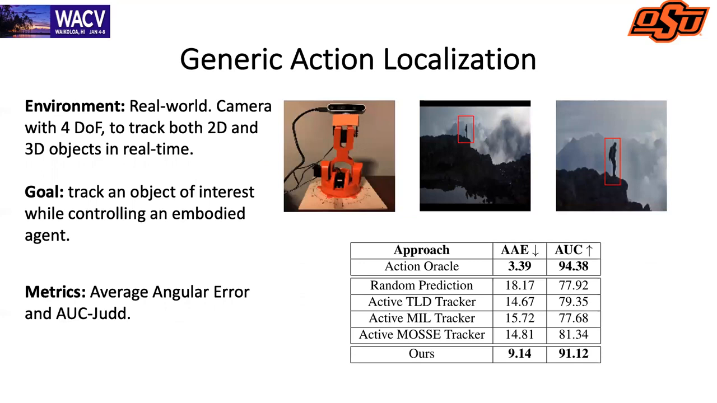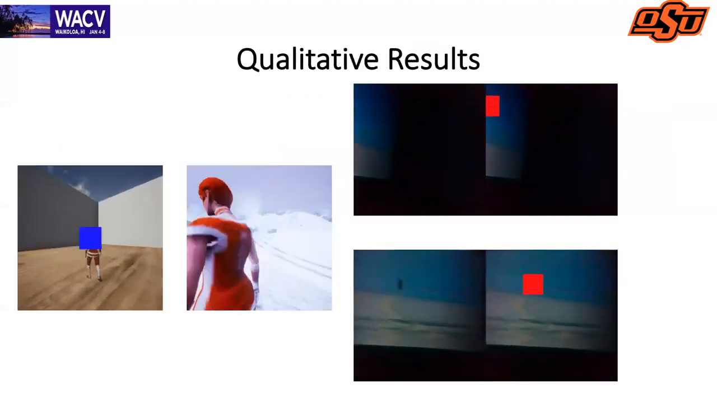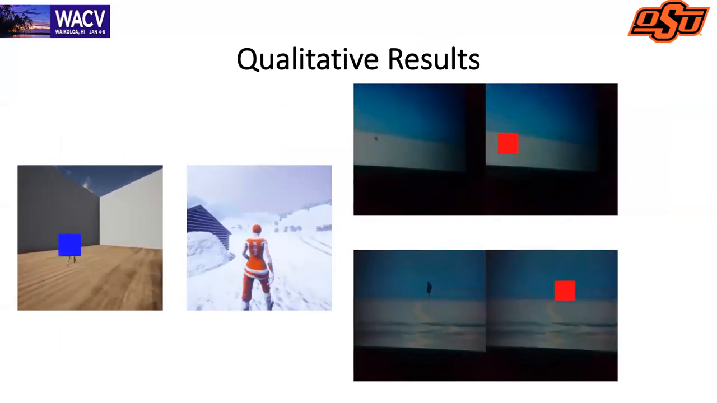To test the framework beyond simulation, we construct a physical setup with an active camera for evaluating generic action localization. The framework is primarily evaluated with WebMind clips to demonstrate the effectiveness of generic action localization, where the primary action can be from both human and non-human actors. We see that our approach performs well, obtaining an AAE score of 9.14 and an AUC of 91.12. We observe that our approach exhibits an ability to recover from false movements and distracted actions to some extent. We present some qualitative results for both real-world and simulated environments here.